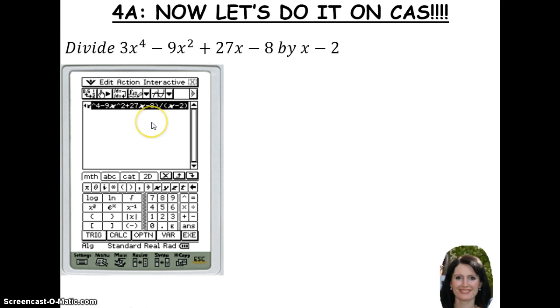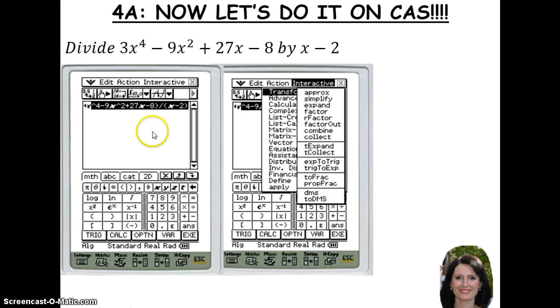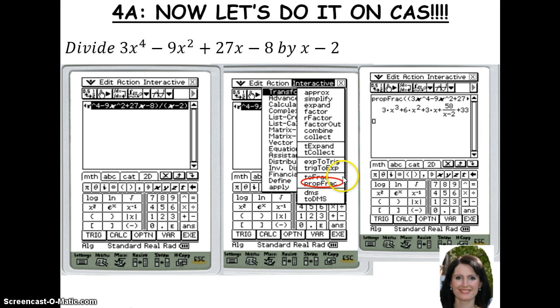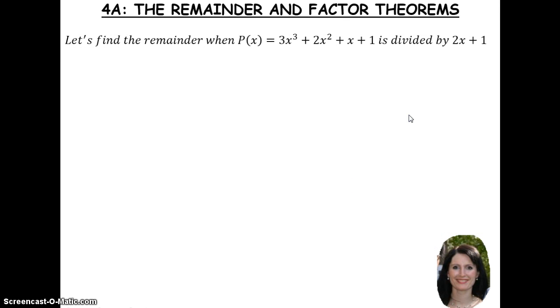The first thing we do is we enter our problem into the main screen. I write 3x to the 4 minus 9x to the 2 plus 27x minus 8 in brackets divided by x minus 2 in brackets. I then highlight it. I go to interactive, I go to transformations, and I go to proper fraction. I click that and it gives me the answer. Let's move on from there.